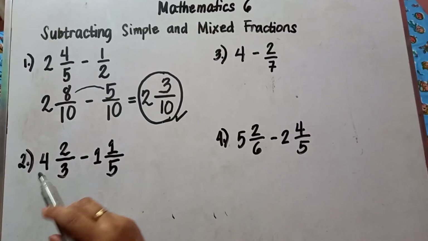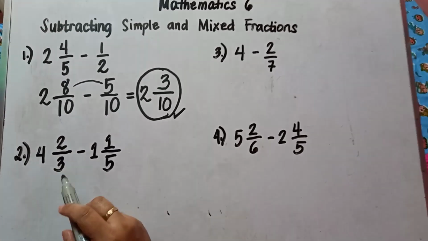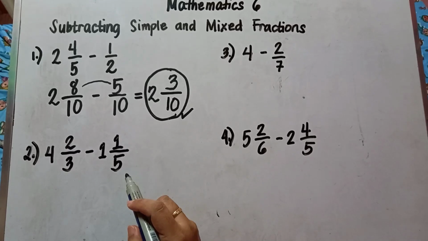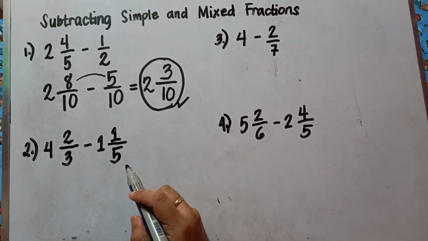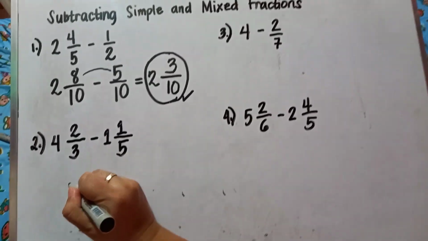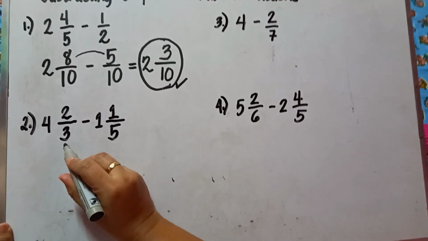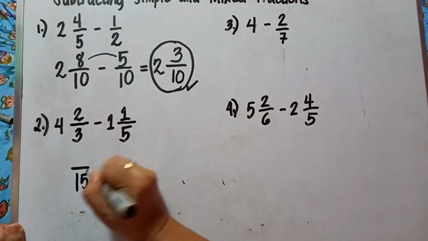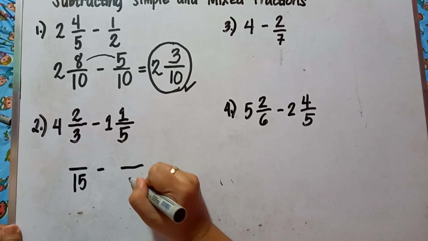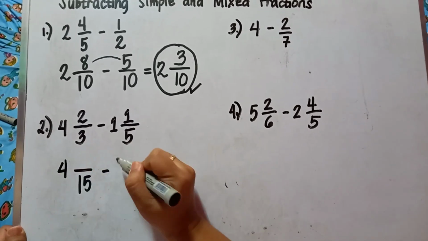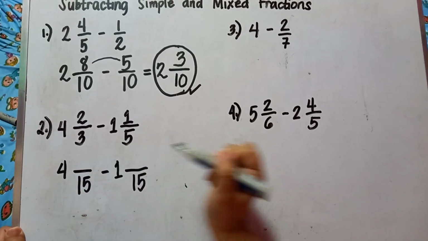We have here 4 and 2 over 3 minus 1 and 1 over 5. Again, we're going to get the LCD or the least common denominator. So we have here LCD or LCM of 3 and 5 is 15. So we're going to write over 15 over 15. Then we're going to copy the whole numbers, 4 and 1.